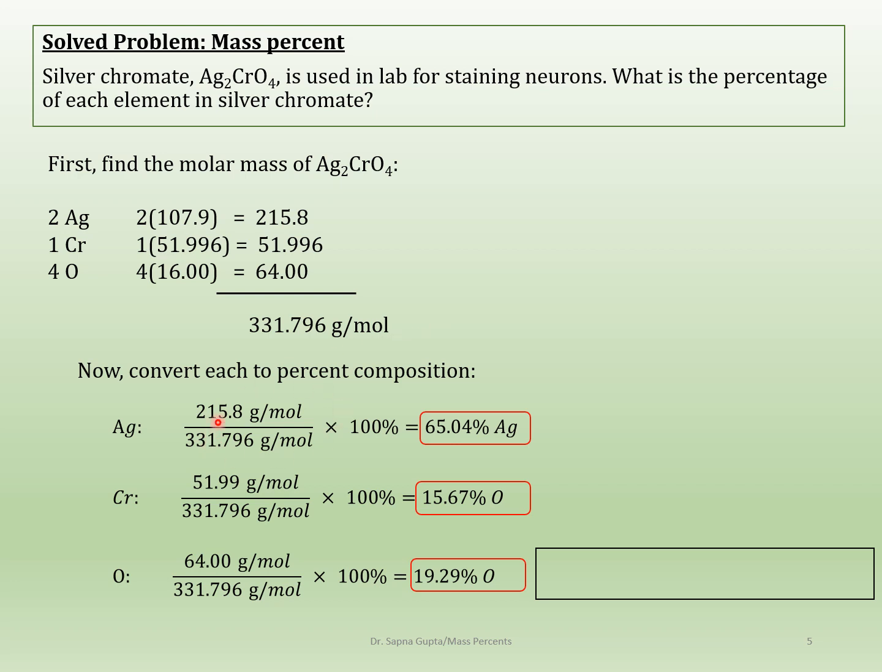So now to convert each component to the mass percent, make sure to take the entire mass, okay, of oxygen and chromium and silver, not just one. So because you have 2 silvers, you don't have 1 silver. So make sure you take 215 over the total mass, not 107.9. Okay, so you need to make sure you take the total mass of silver over the total mass of the compound times 100%.